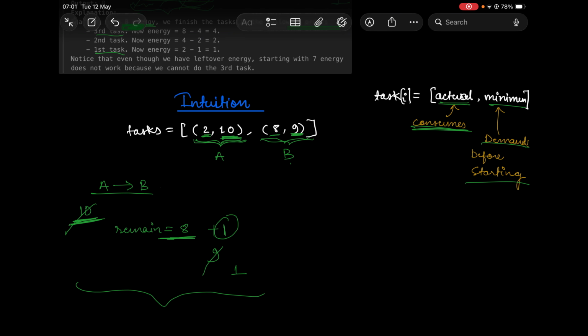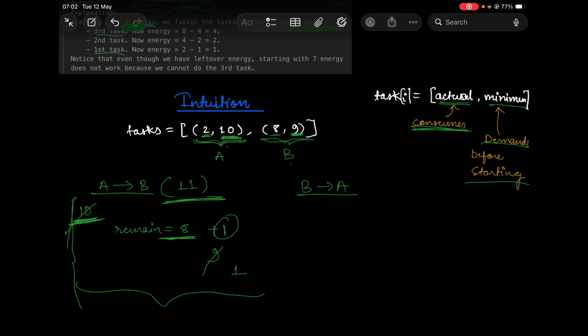So in total, when we went A to B, if we could start with an initial energy of 11, we would be able to finish both of these. Okay, so this is how we are computing, but we required this energy to be 11. Now let's say we go from B to A.